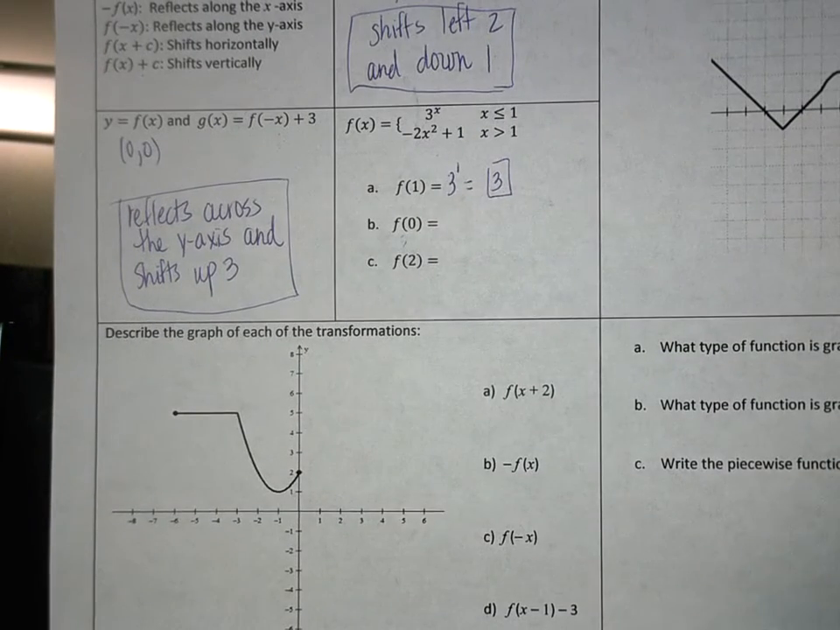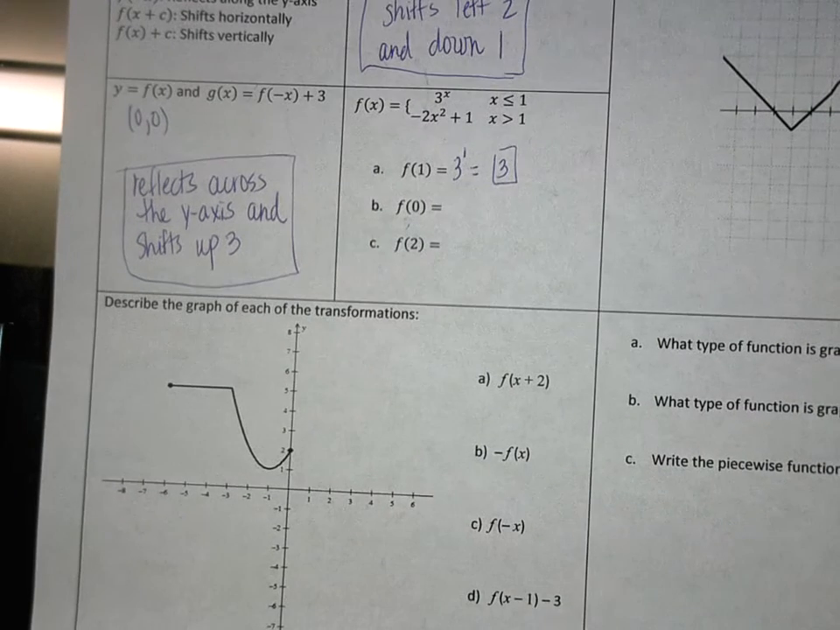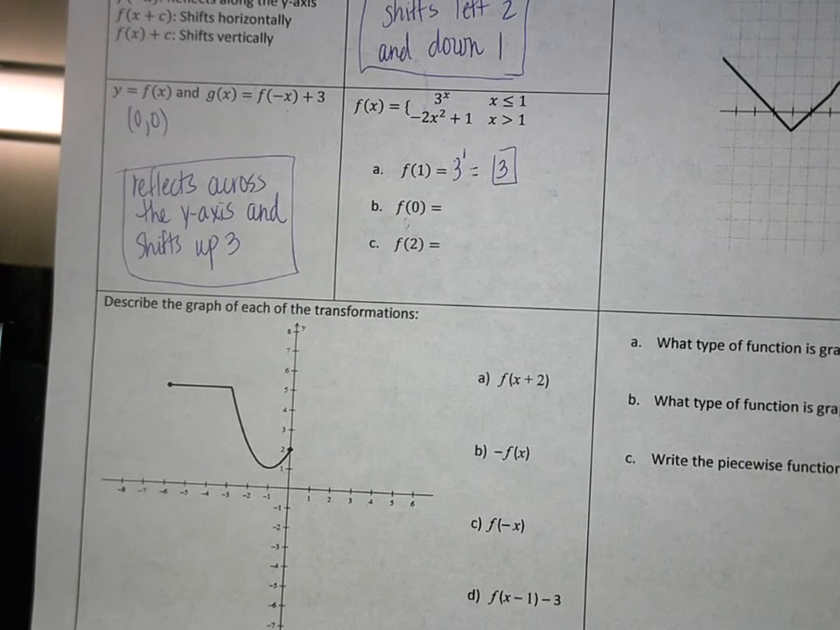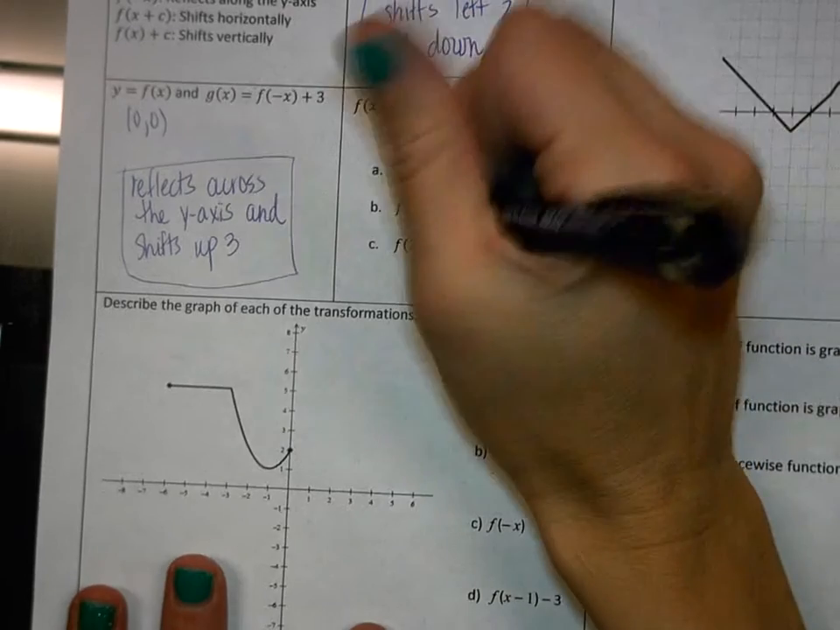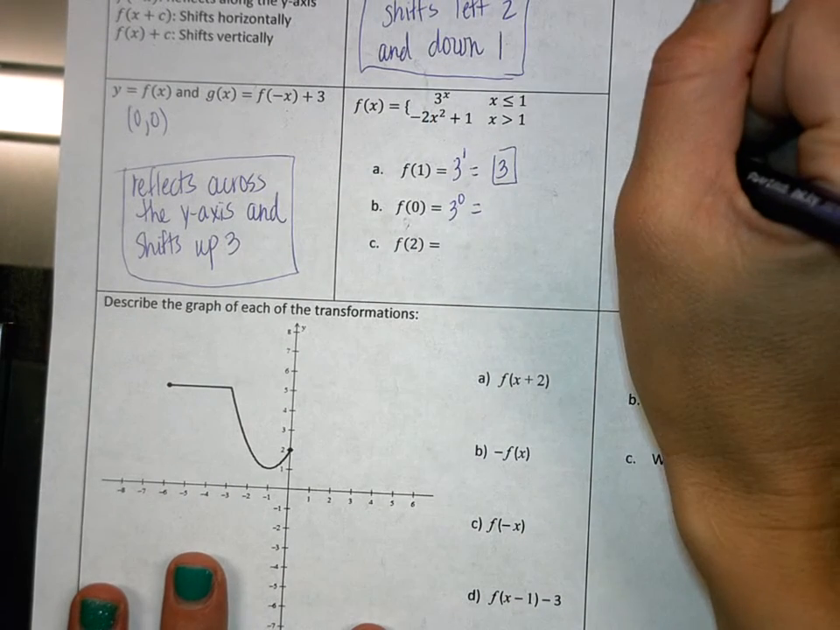Okay, f of 0. Would you use the first equation or the second equation for 0? How come? Good, it's less than or equal to 1. So we get 3 to the 0 power, and anything to the 0 power always equals 1.